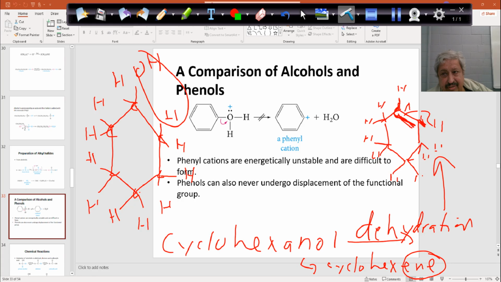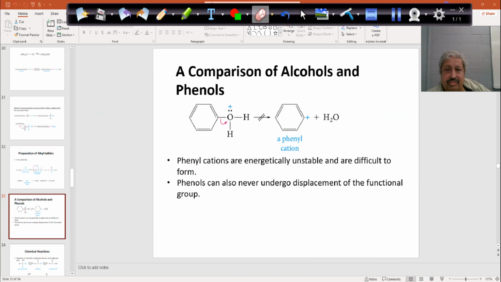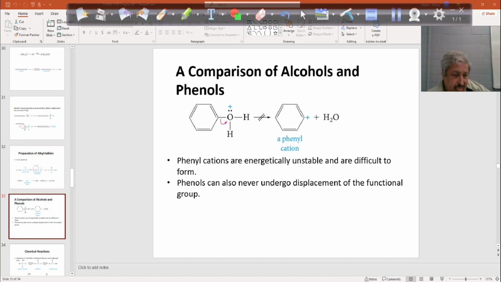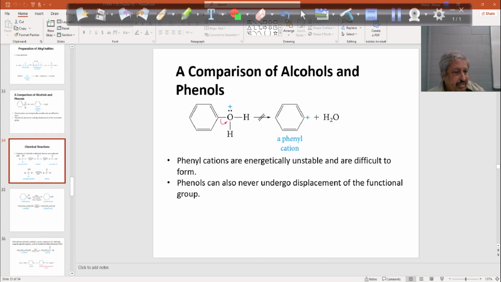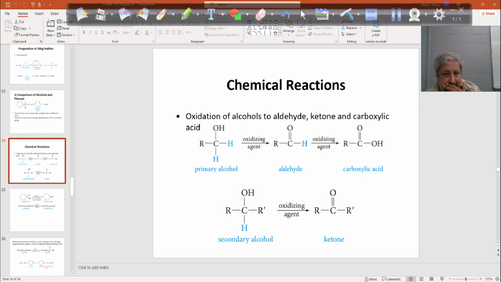But the phenols are not. Phenols are very, very resistant to any changes. You cannot do that with phenols. It's just the fact that the triple bond system, the ring, makes it very difficult to react.